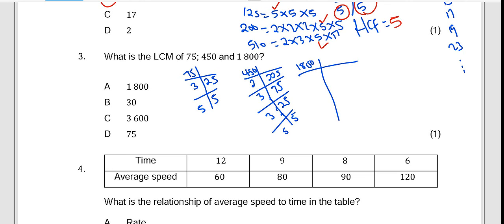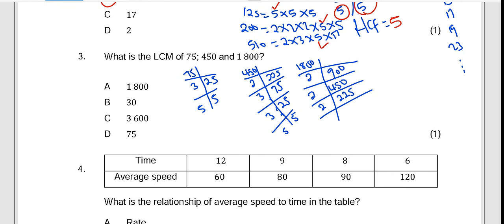1800 divided by 2 is 900. And 900 by 2 again is going to give me 450. Again, 450 by 2 will give me 225.